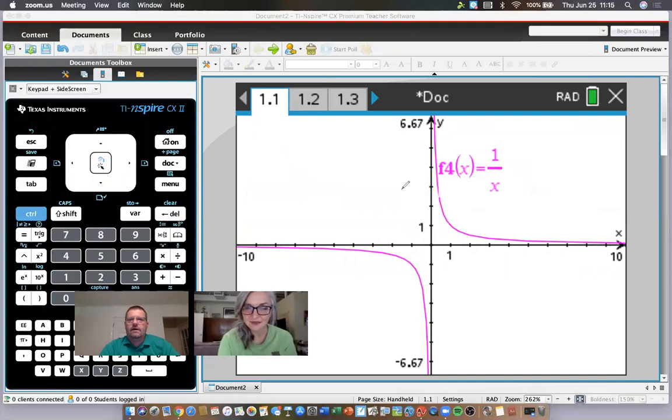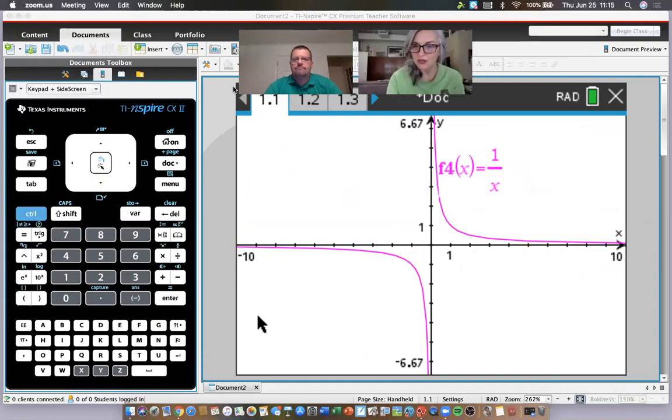Now, what does this graph tell us other than it's pretty in pink? What's happening here is you're taking the number 1 and dividing it by all these real numbers. So 1 divided by 1 is 1, 1 divided by 2 is a half, 1 divided by 3 is a third, a fourth, a fifth, a sixth, a seventh, an eighth, and so on. So as x gets bigger, the function value gets smaller.